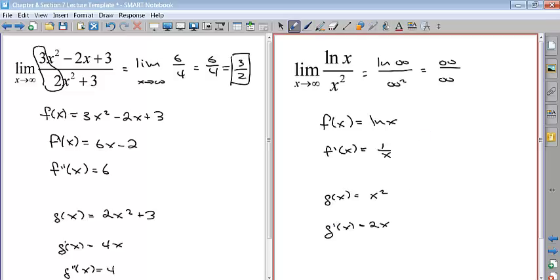So I can replace that, and I get 1 over x divided by 2x, and if you plug in infinity, what you'll get is 1 over infinity divided by 2 times infinity. 1 over infinity is 0, and 2 times infinity is infinity, so you get 0.